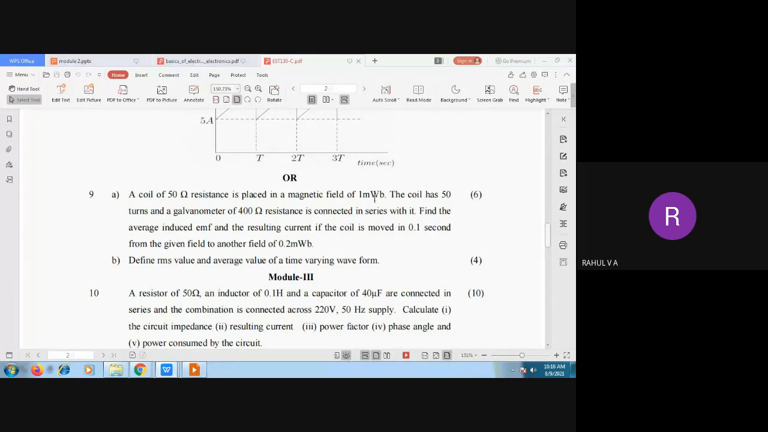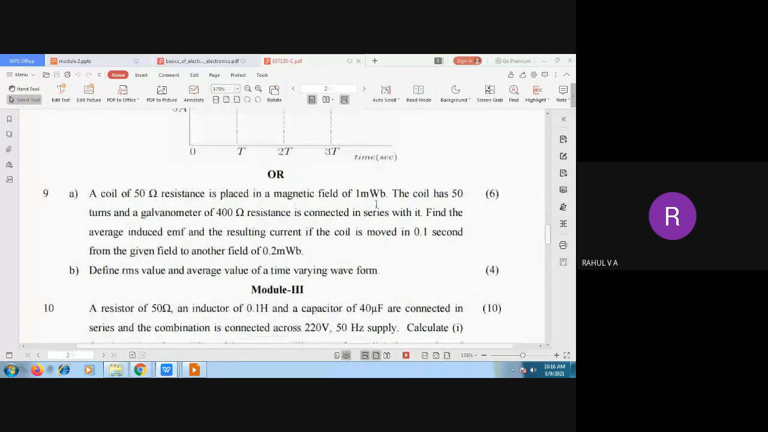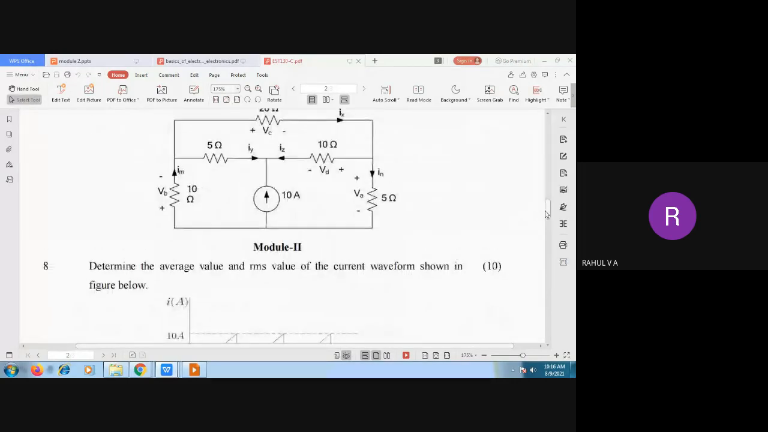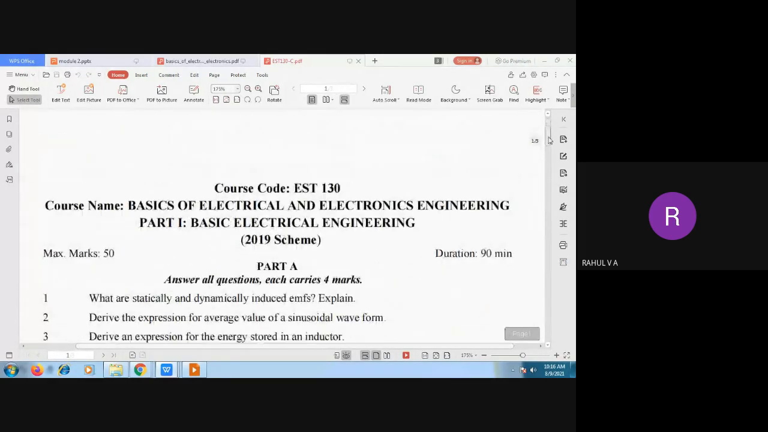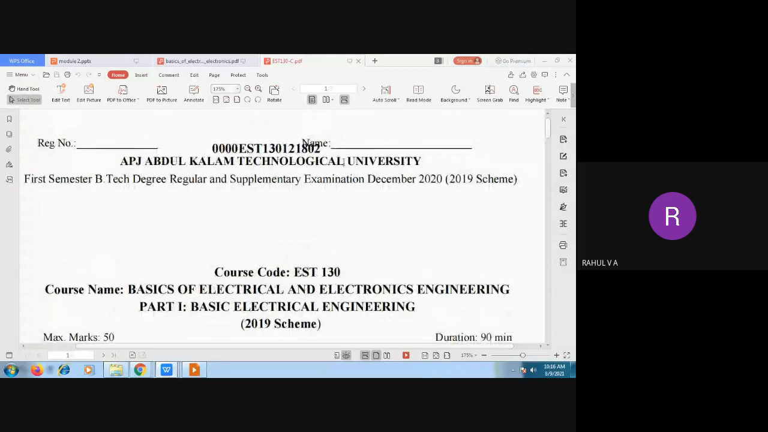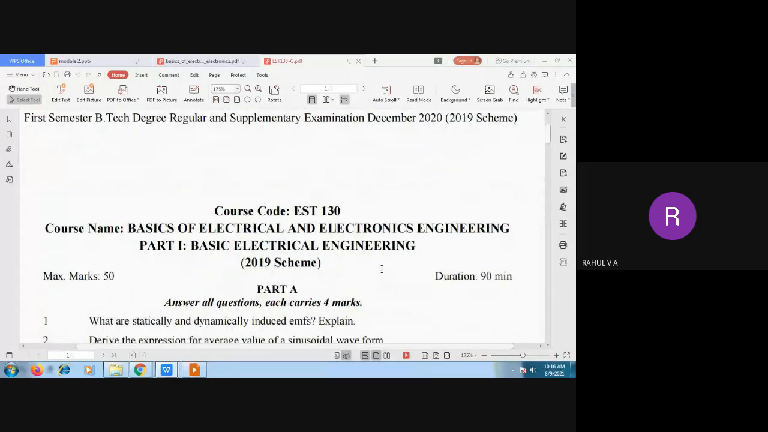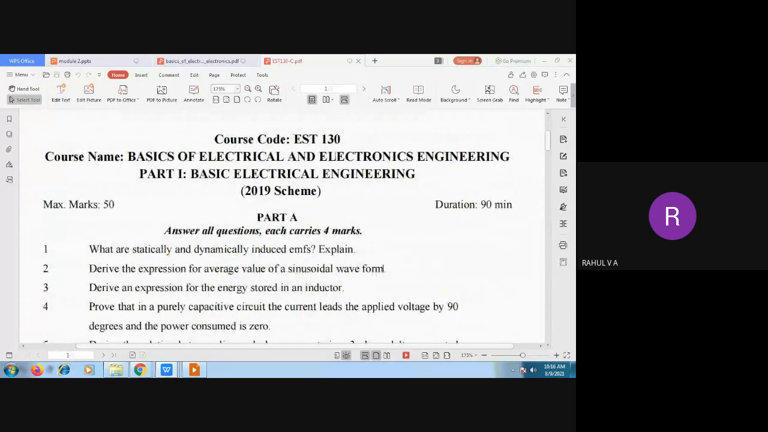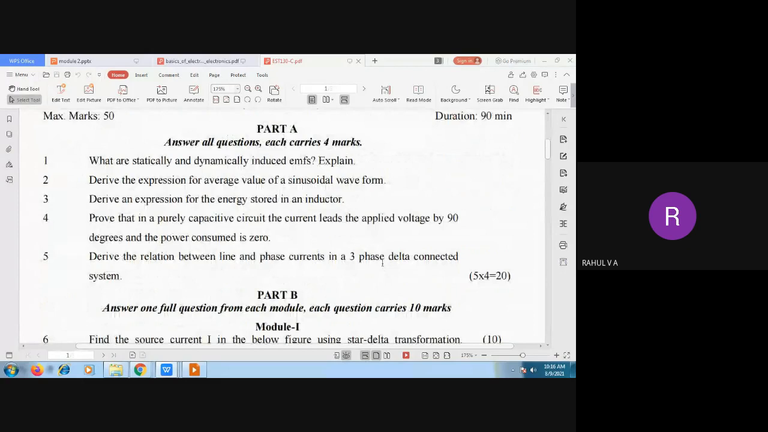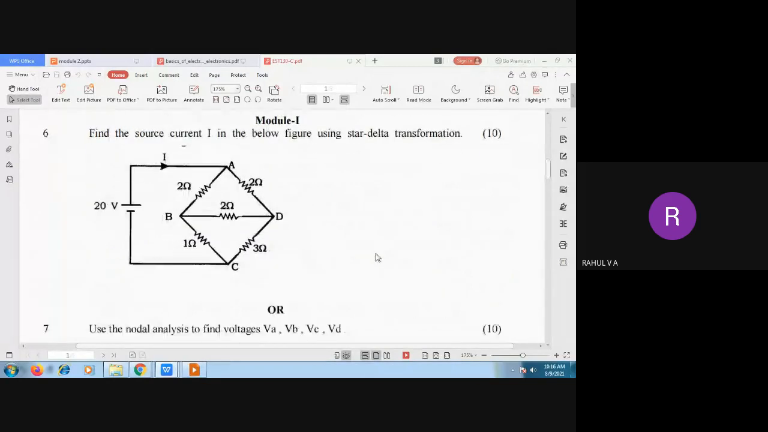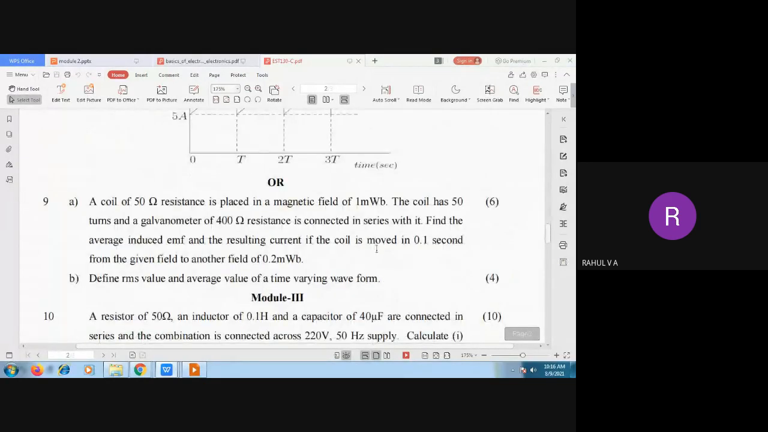Okay, so the ninth one. This is one of the question papers for the semester exam, the question paper for the December 2020 exam. Just now, your batch, the mechanical batch and the civil engineering batch, has written this exam. Okay, so there is a question.